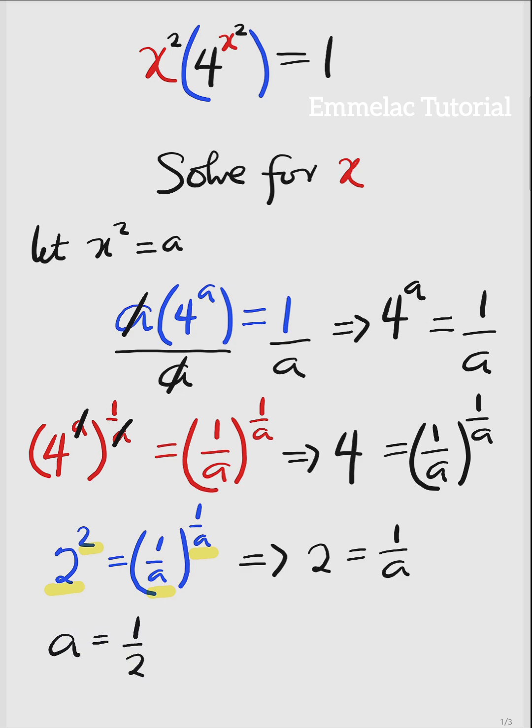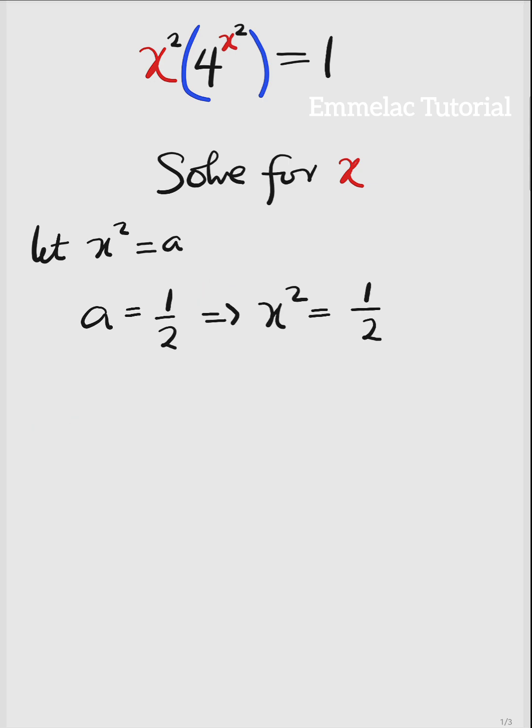But take note that we're actually looking for x and not a. We know that x squared equals a, so we can now replace a with x squared, which implies x squared equals 1 over 2. At this point, let's square root both sides of this equation.